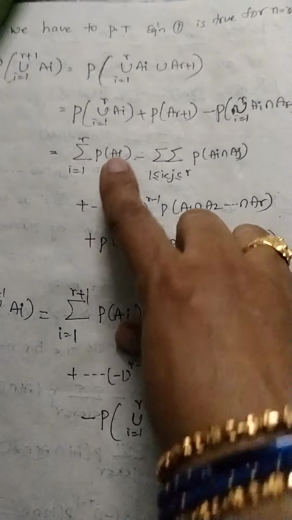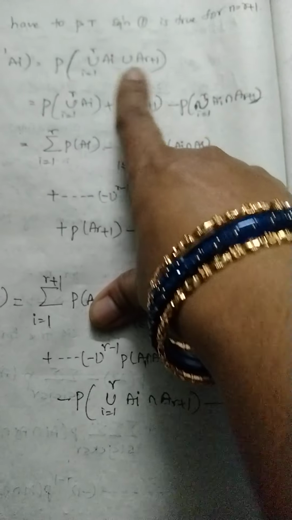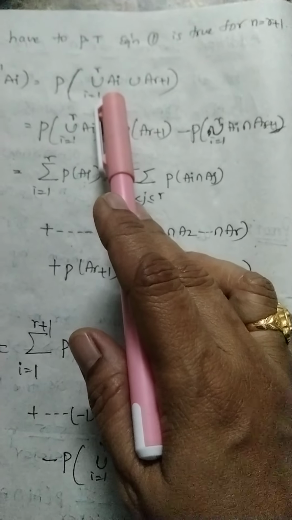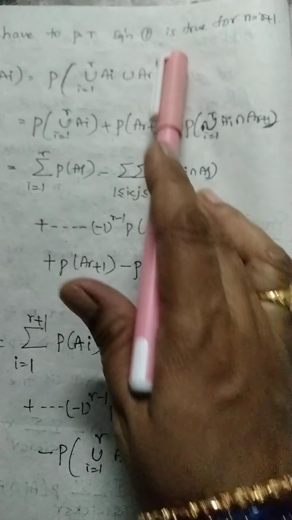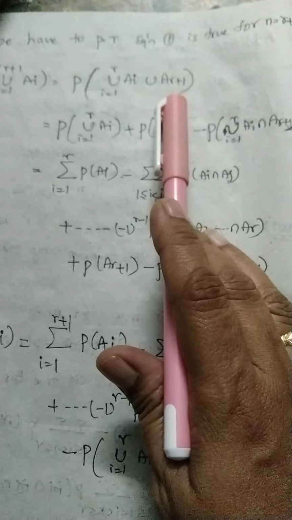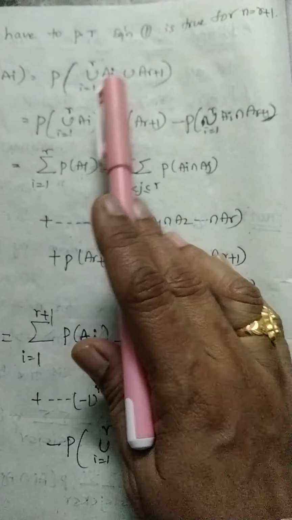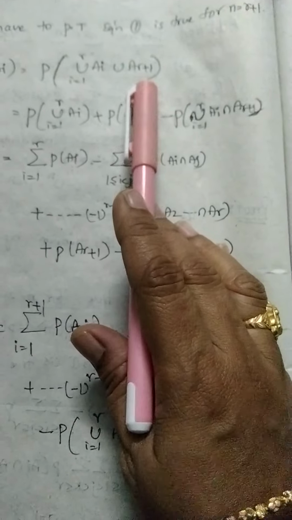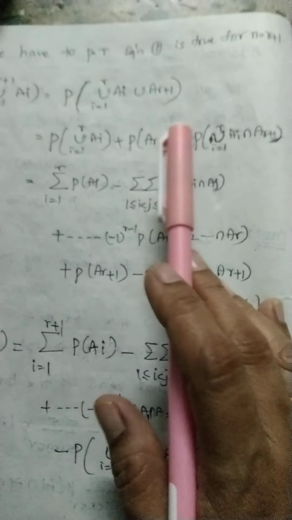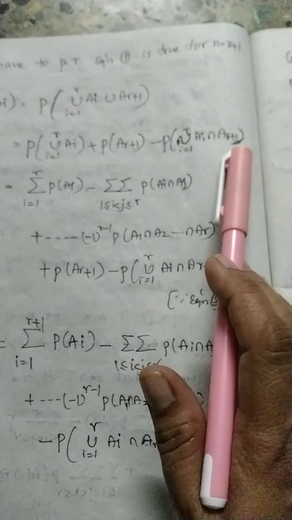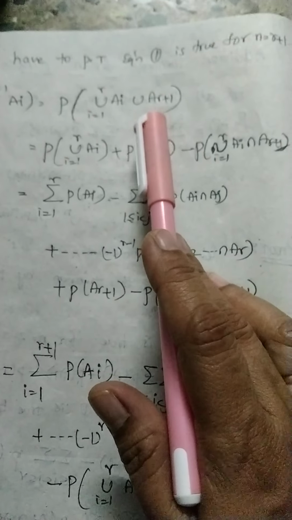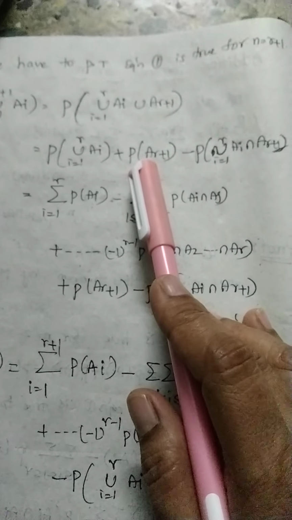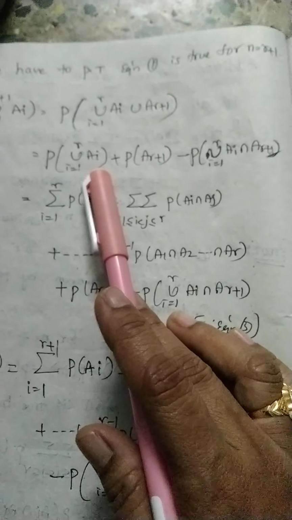Now we are going to write this as a union of these two. What will be the value? The union i equal to 1 to r of Ai will be your A and A(r plus 1) will be your B. Then we write this as probability of A union B. What is the formula you have? Probability of A plus probability of B minus probability of A intersection B. In the place of A you have union i equal to 1 to r of Ai, and in the place of B you have the A(r plus 1) term. We are just going to substitute that.